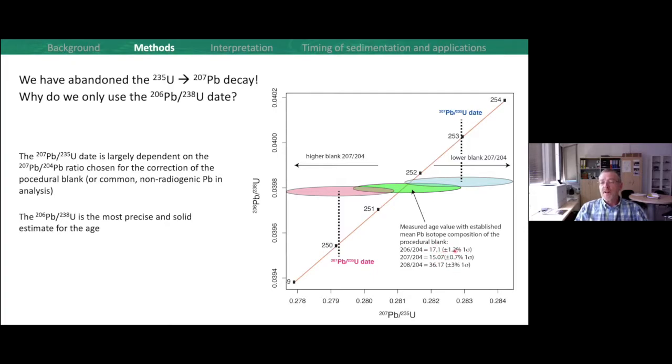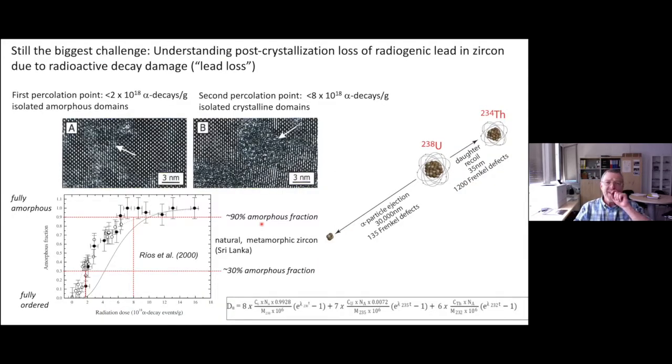And when you move this value around, especially the 207/204 value, within this uncertainty, you can move this ellipse far to the right, discordant, or far to the left, inversely discordant. So the 207 lead to 235 uranium date gets insignificant and depends only on the isotope composition of our common lead correction. So we forget about this. We only deal from now on with 206 lead to 238 uranium dates. So that's all very important.